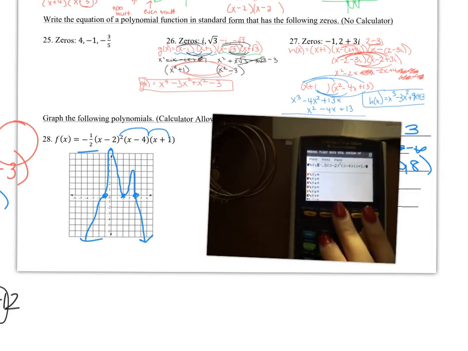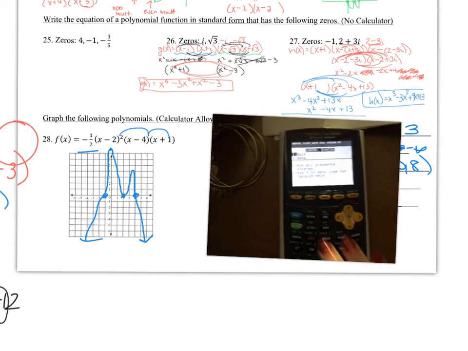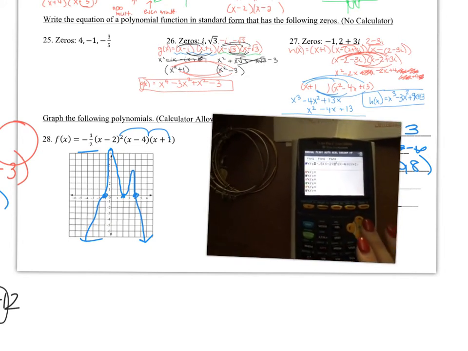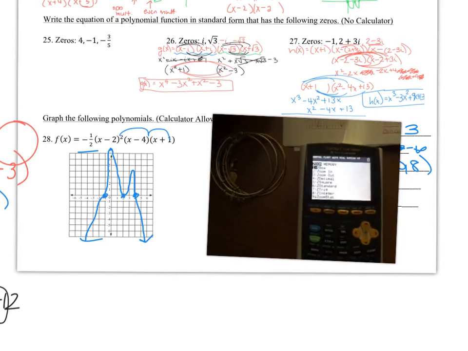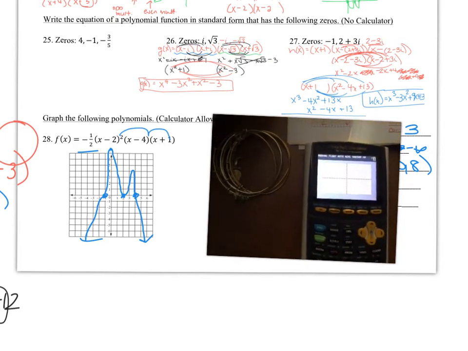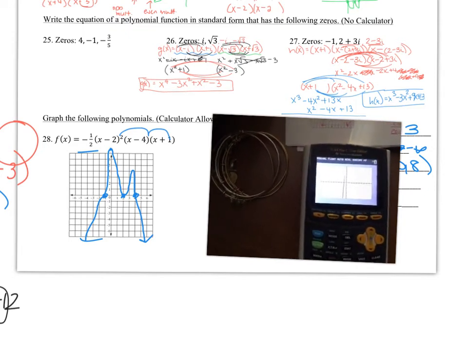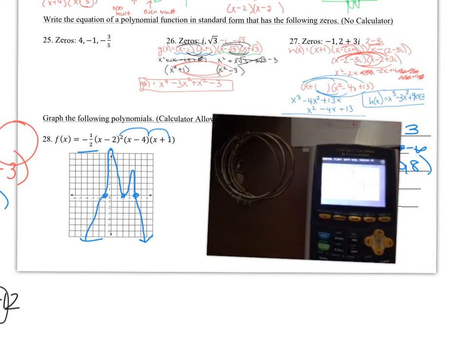I'm now going to hit zoom 6. And I had an error somewhere, so let's go back and look at it. Oh, I have that fraction bar. Zoom 6. Watch for it to graph. Notice it looks very similar to mine.